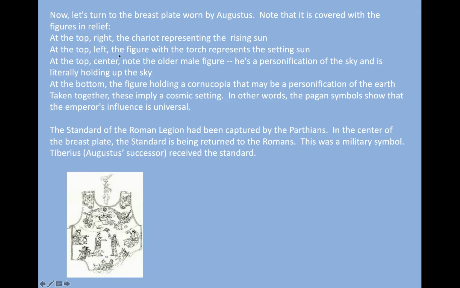And so we see this breastplate, we see the chariot with the rising sun, we see the setting sun, we see the personification of the sky. He's literally holding up the sky. We see the personification of the earth and the cornucopia. I mean, we literally see all of these symbols that show us that Augustus is really important. And that is where we're going to end today with Augustus of Prima Porta.